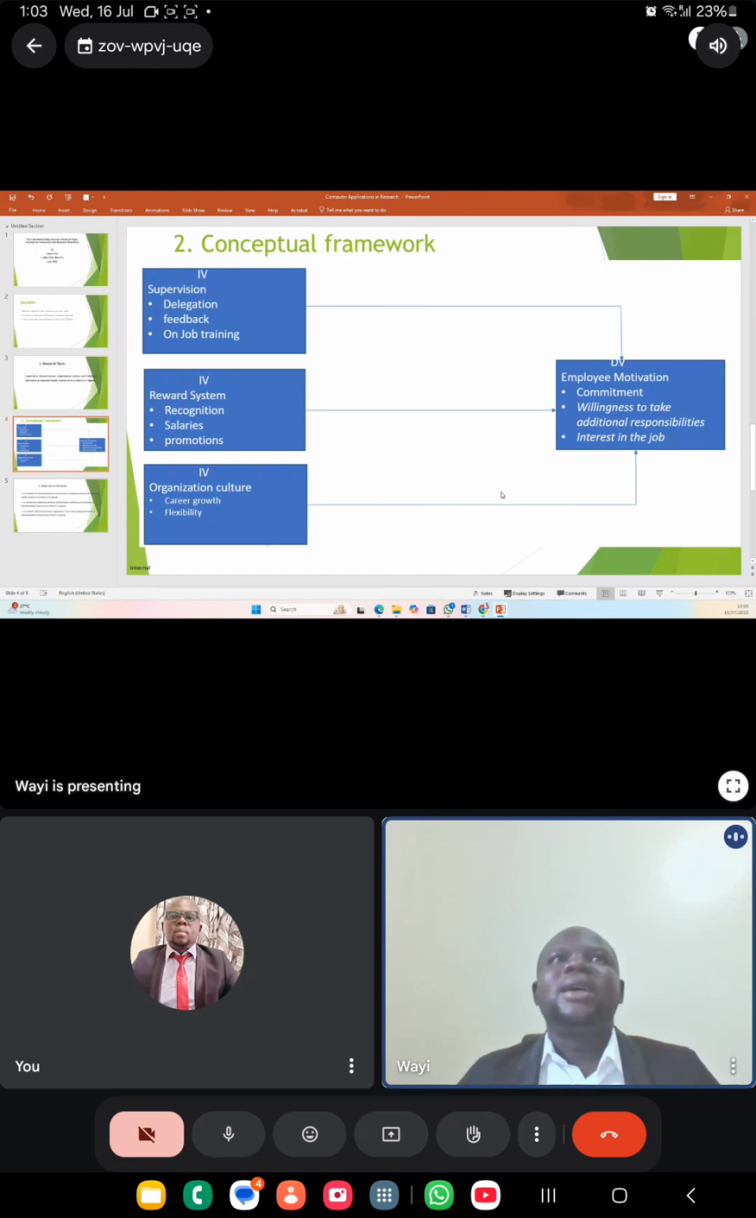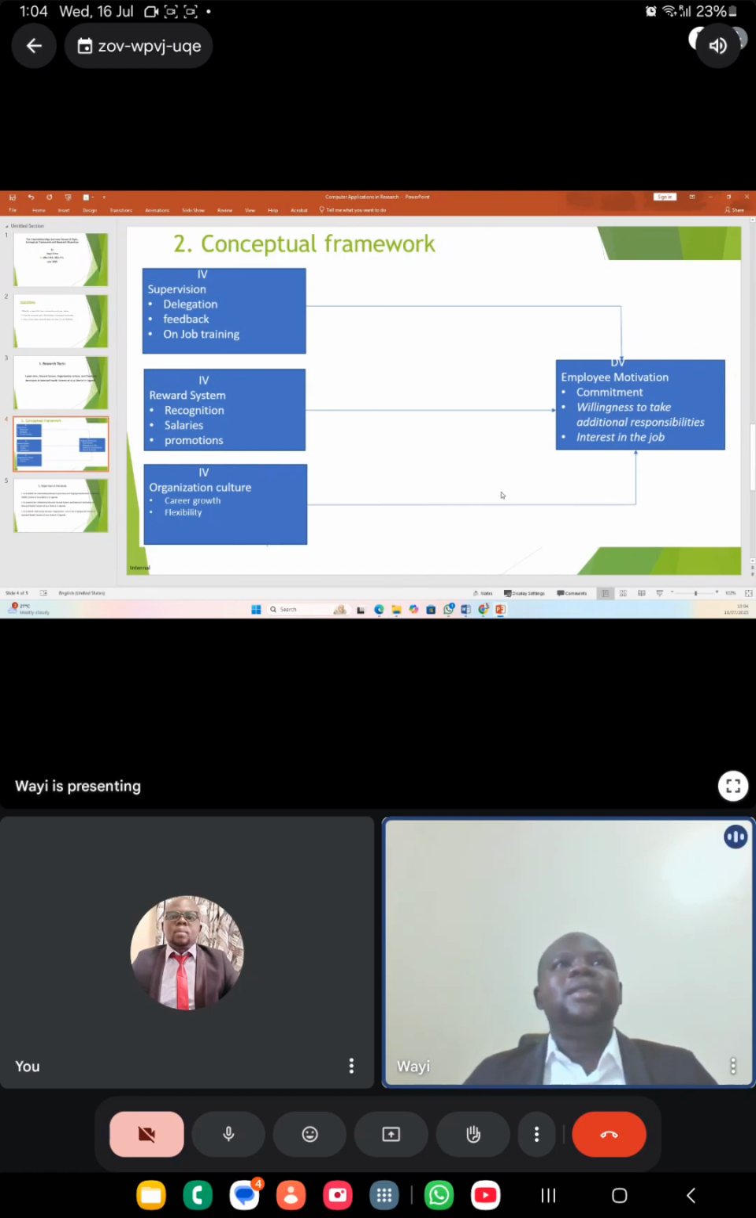Your conceptual framework should be able to give you all the variables that appear in your topic. You can see from this conceptual framework that we have supervision, which is our first variable. And then we have the constructs or elements that we use for measuring it. We have delegation, we have feedback, and job training. We also have the reward system. We have recognition, we have salary, and promotion. And we have the third variable, which is organizational culture, and the constructs that we use for measuring it are career growth and flexibility.